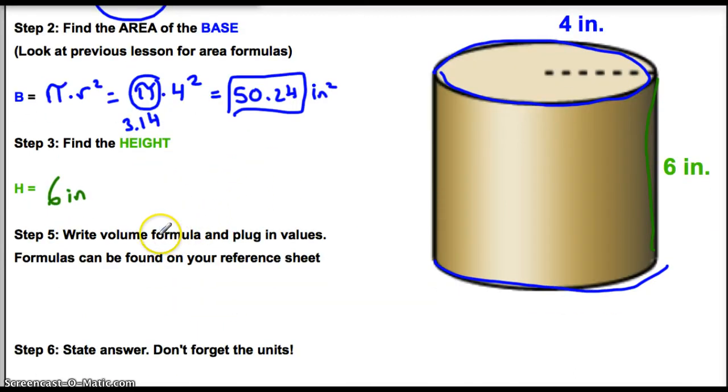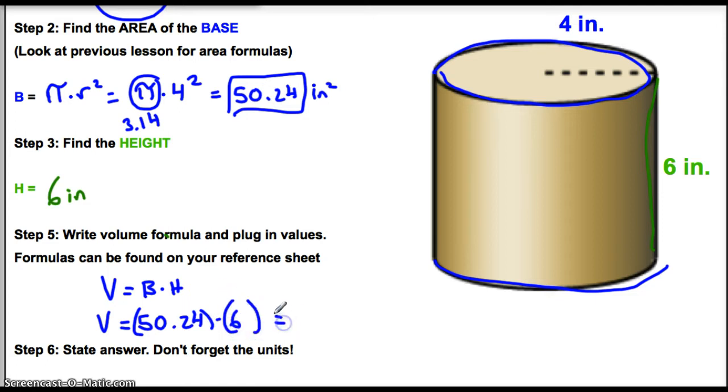Now finally, we write the formula for the volume of a cylinder, and we look that up on our reference sheet in the back, and we see that it says, once again, volume equals base times height. It's exactly the same. We plug in our values. So the volume is going to be equal to 50.24 times 6. We put that into our trusty calculator, and let's see what we get. We get 301.44.